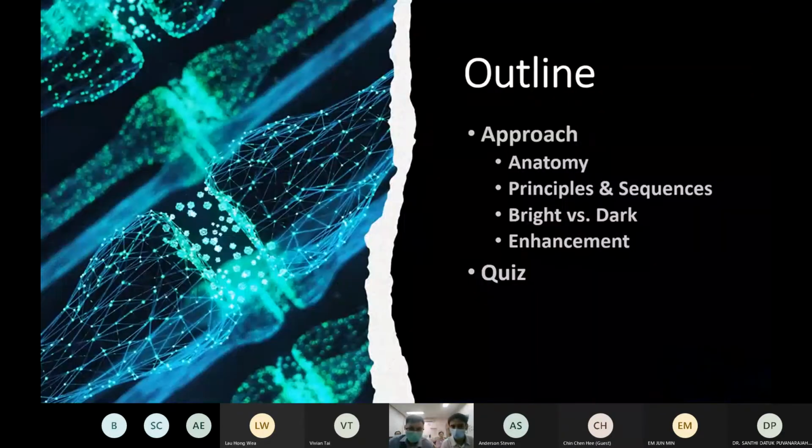All right, so our outline will be like this. We'll talk about the approach, then the second session is a short quiz. So I hope more people can join as time goes. In terms of approach, I will talk a little bit on the anatomy and some principles, and what sequences are commonly used in MRI. Then I'll talk about the bright versus the dark. Subsequently, I will conclude by comparing these various types of enhancement, and hopefully we compare sequence by sequence, okay?